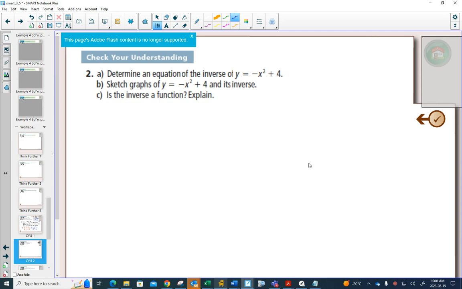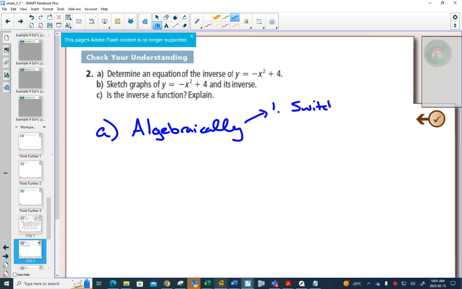So example 1 looked at things graphically. Example 2 is starting off with an equation, so this is looking at things algebraically. So remember, algebraically, if we want to find an inverse, we first switch the x and the y, and then 2, solve for y.